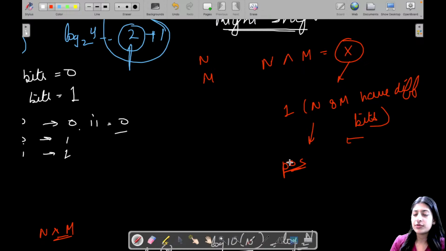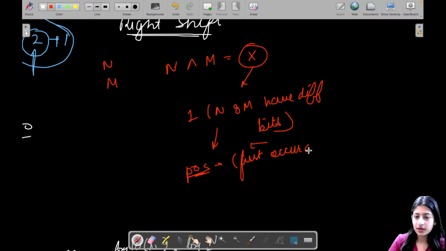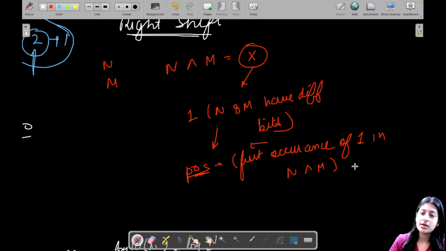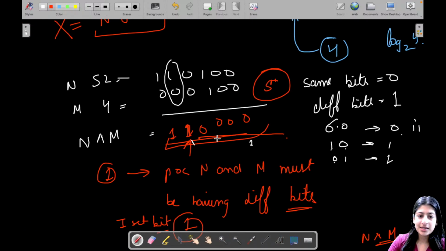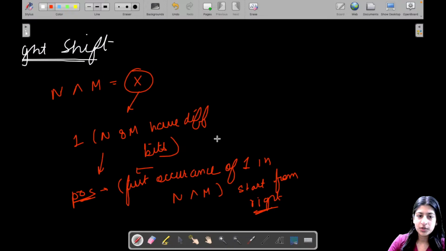So you have to return the position of the first occurrence of 1 in n XOR m, starting from the right. That's what you have to do. So n XOR m, I am taking it as 1 1 followed by 4 zeros. So this is 1 1 1 2 3 4.